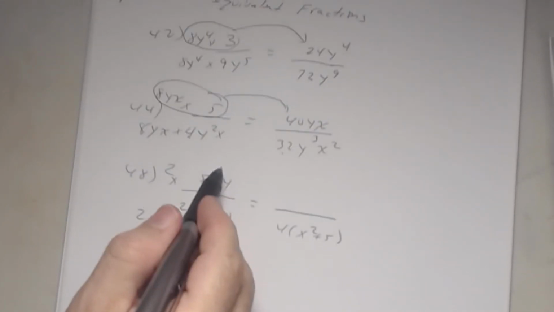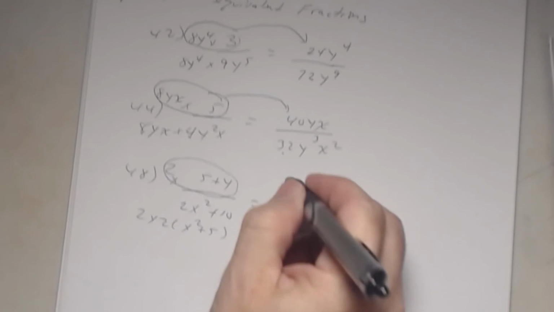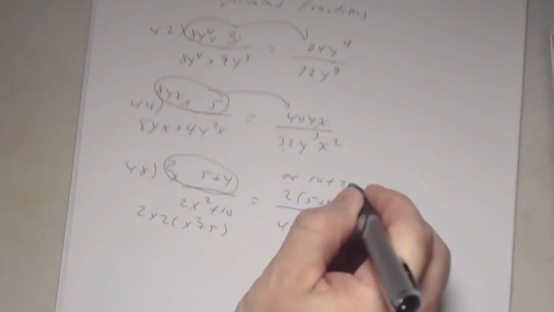Okay, since I'm done with multiplying, I'm going to circle this right here, and that was 5 plus y. There are two ways you can write this. You can write it in factored form, so in other words, you can write it as 2 times 5 plus y. See what I did? Or you could have distributed, or in other words, you could have said 10 plus 2y. Does not matter. Which one do you like better? It doesn't matter. Since the denominator is in factored form, I would have probably left the numerator in factored form.